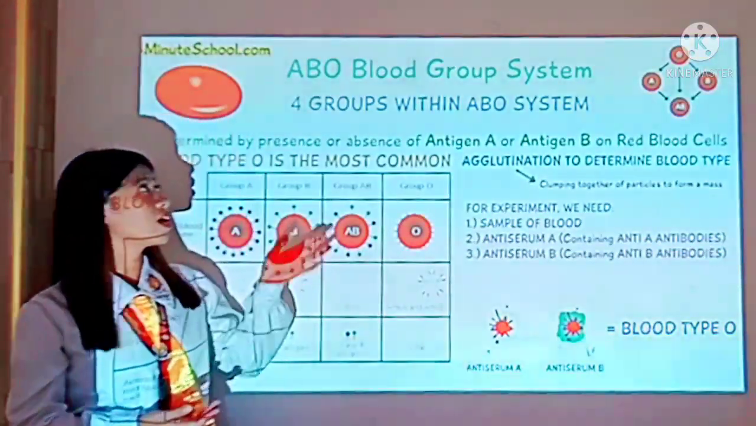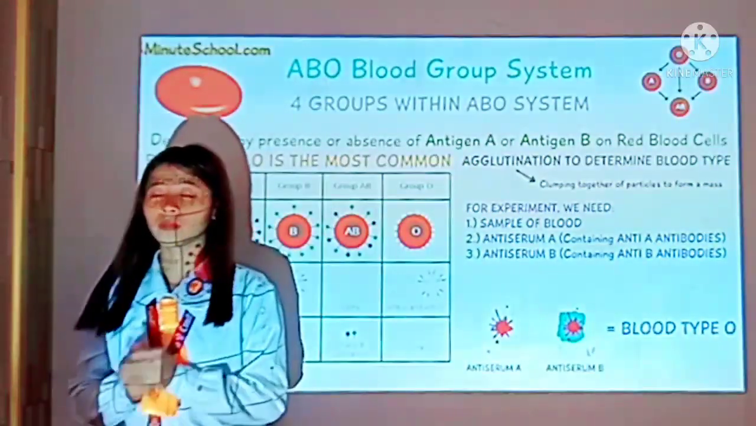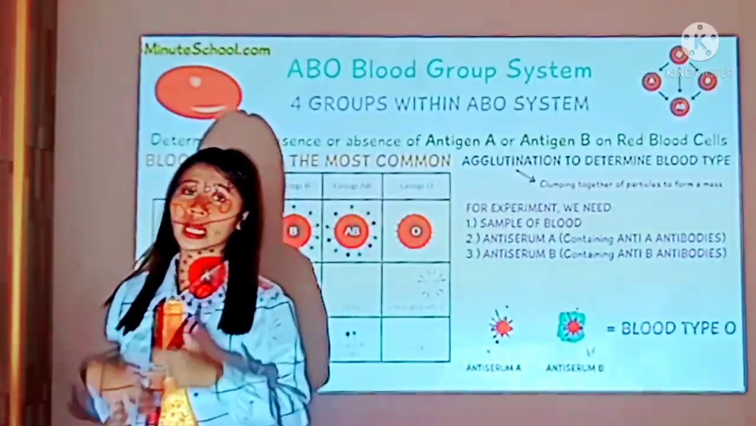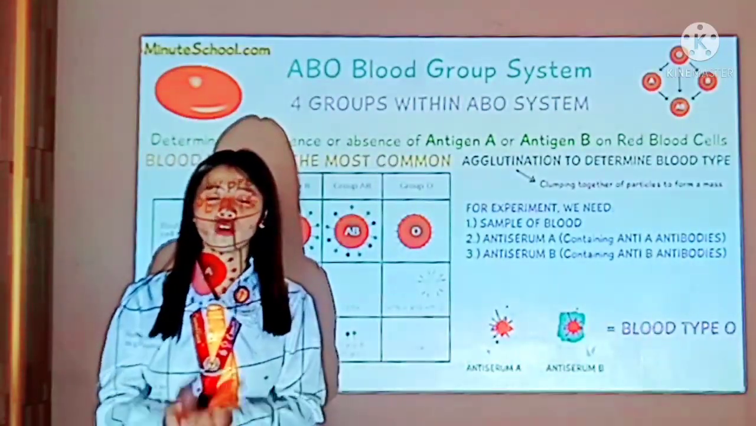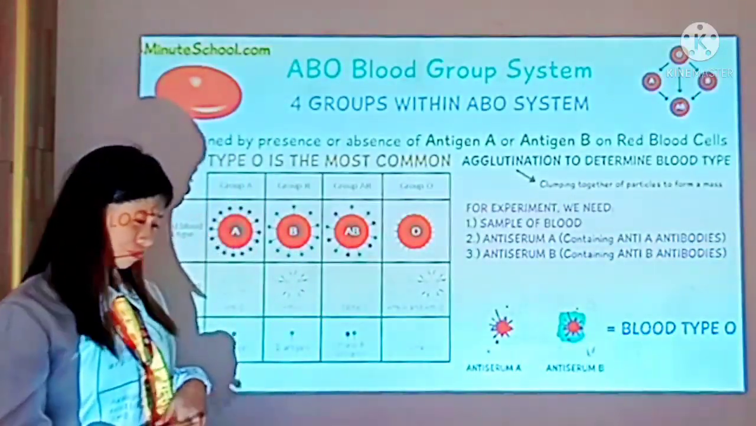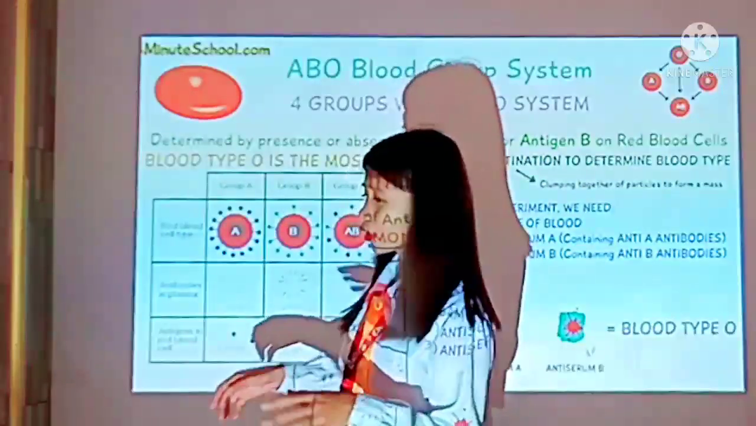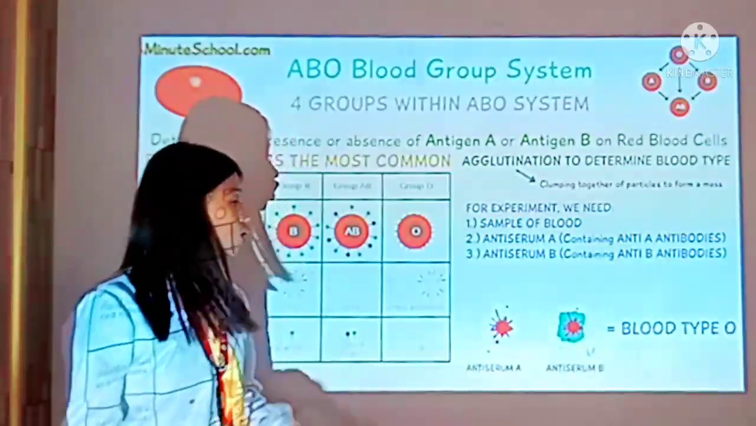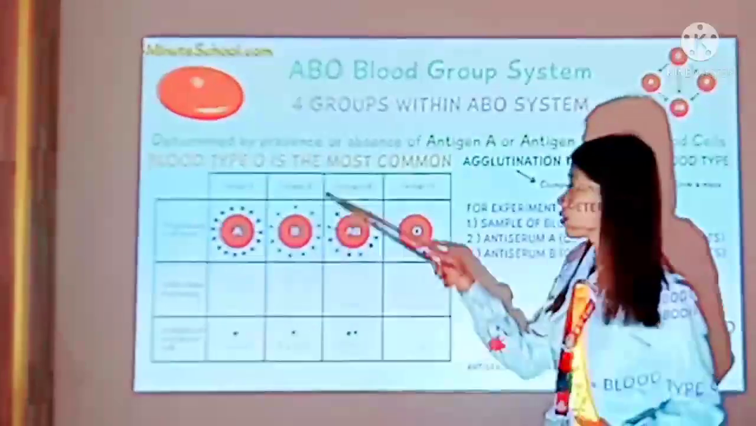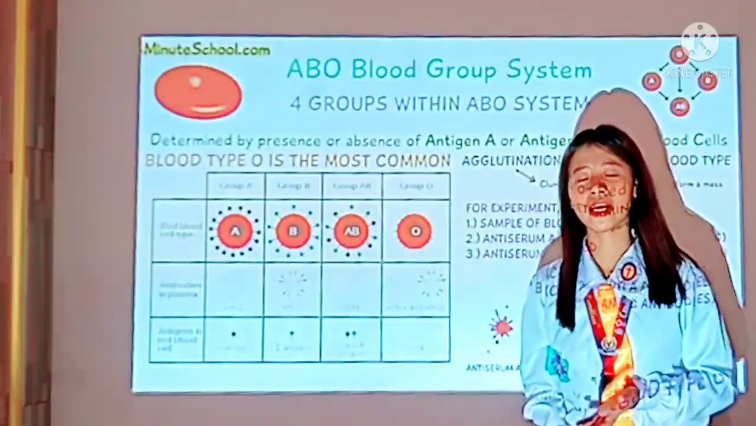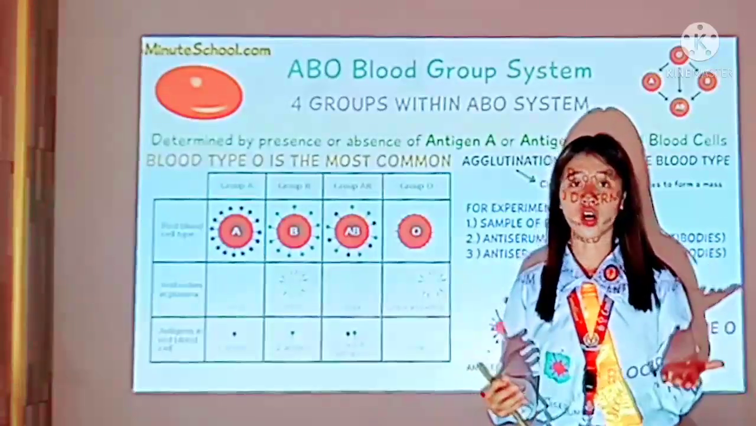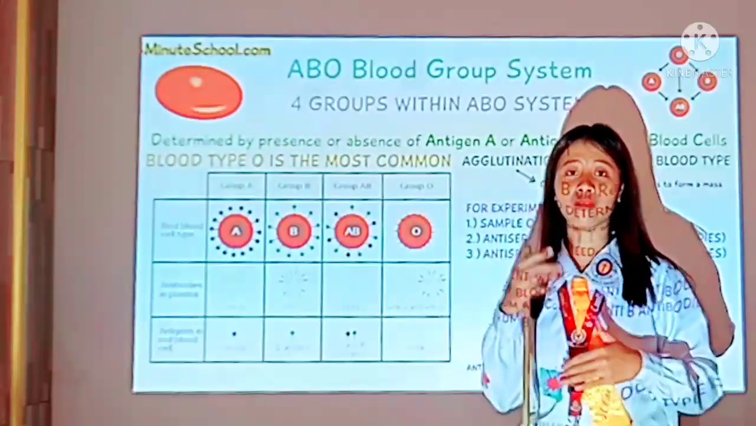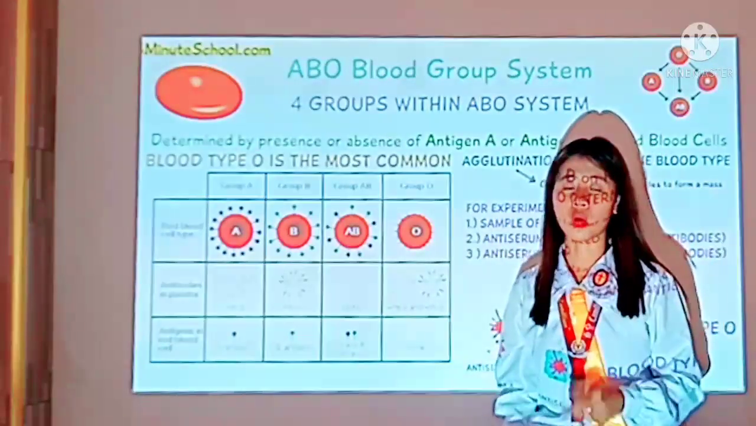Of course, the video is all about the ABO blood group system, wherein it will help you to determine what kind of blood you have. Okay. But before that, I want you to understand very well what the video is all about. So now, I will discuss this table for your better understanding. At the same time, later on, you will not be having a hard time understanding our lesson.